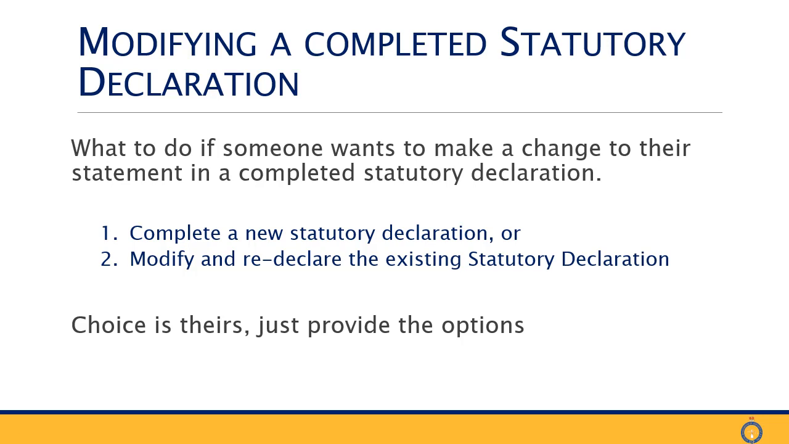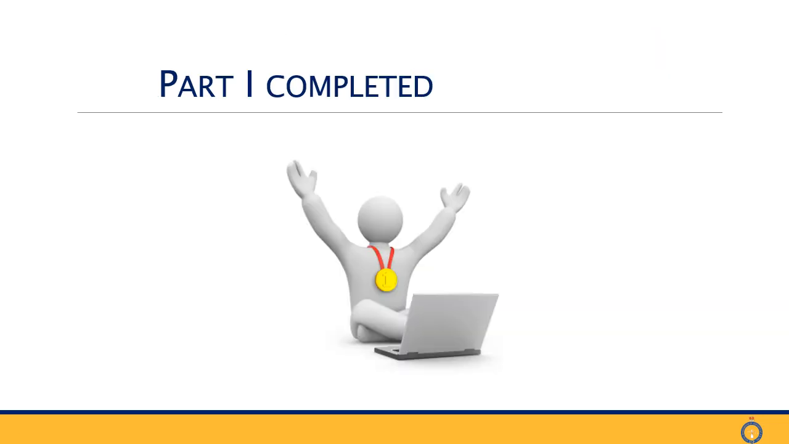If the changes are extensive, it's probably a good idea to complete a new statutory declaration. In either case, the entire process must be repeated. If the statutory declaration is amended, then the alterations must be initialed and a new jurat added. Do not alter or cross out the existing jurat. This concludes the session on Statutory Declarations, Part 1.